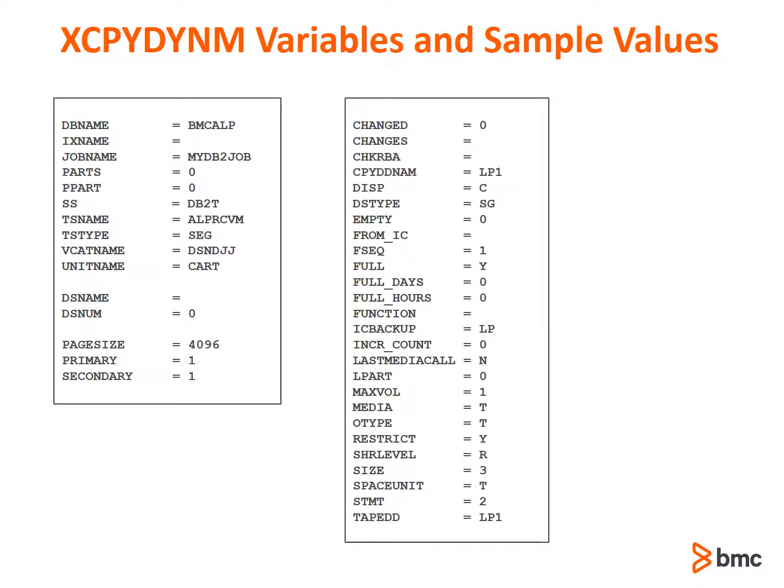Here we are showing you the most popular variables you would make use of in forming your image copy dataset name. The documentation will contain all the values and variables available to you. These are like any other variables in REXX. You can use them in your REXX logic. You can use built-in functions against them, such as left, right, substring, etc.